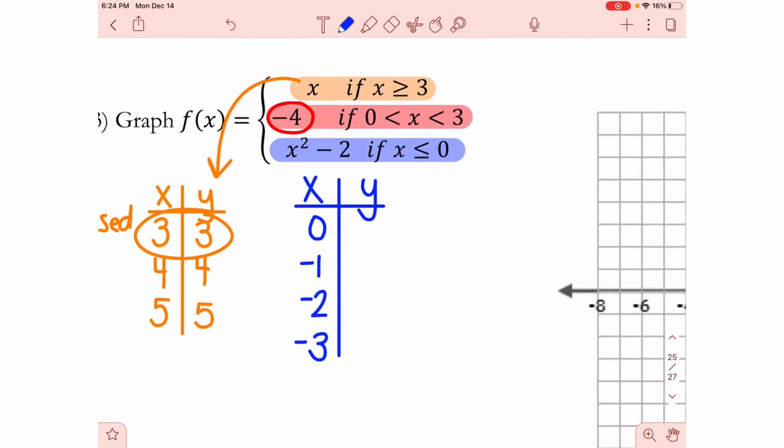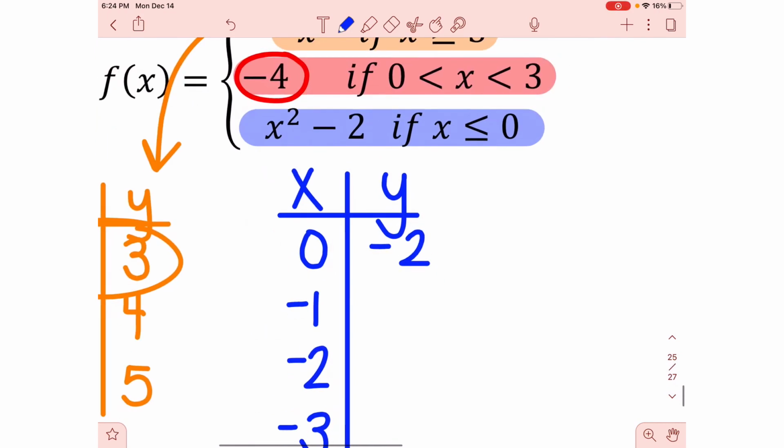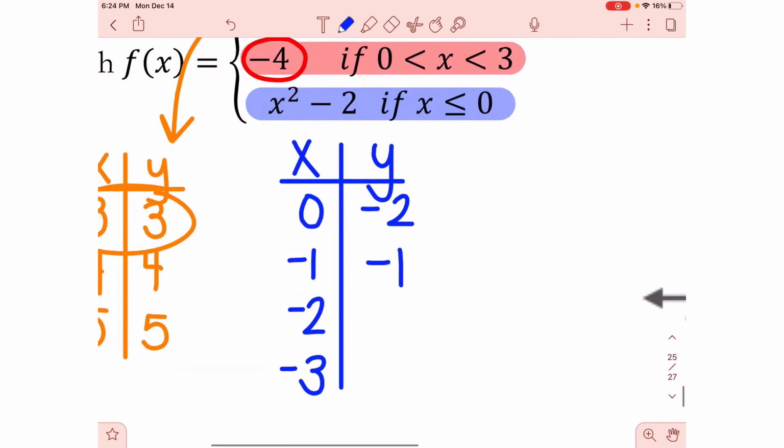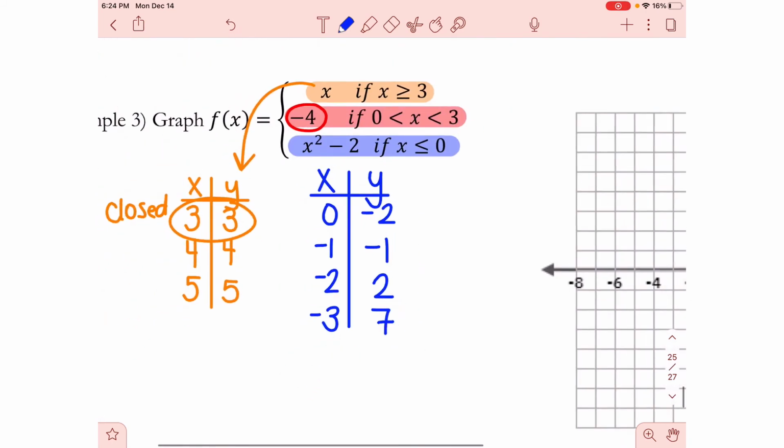Okay, so plug in 0. 0 squared is 0, minus 2 is -2. -1 squared, 1 minus 2 is -1. -2 squared is 4, minus 2 is 2. -3 squared is 9, minus 2 is 7. And this is going to be a closed circle because of the underline.